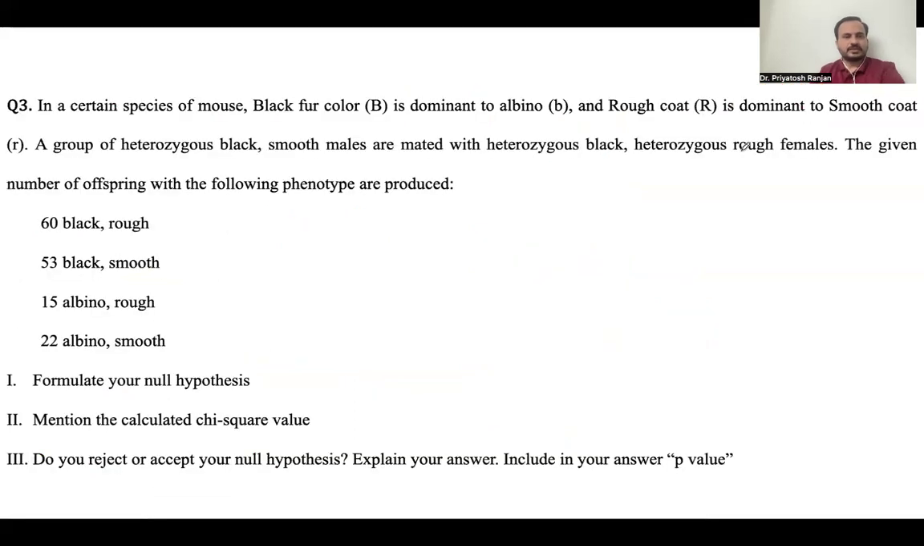Let's get back to the third question. Again, this is a question from genetics, and what it has been asked is, you need to perform the statistical analysis. So let's read this question carefully. In a certain species of mouse, hypothetical situation, black fur color is dominant to albino. So what does that mean? Black is dominant to albino.